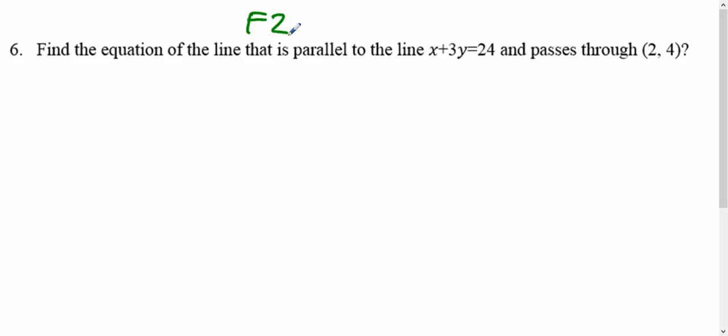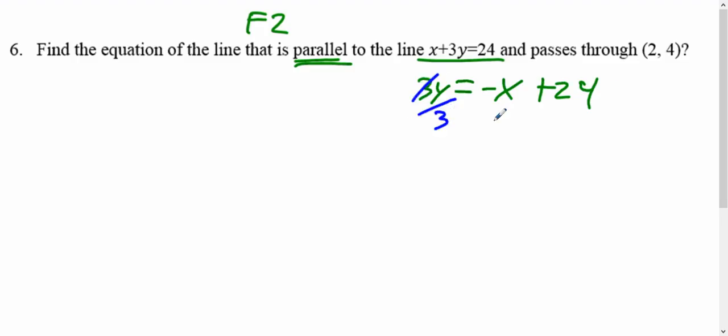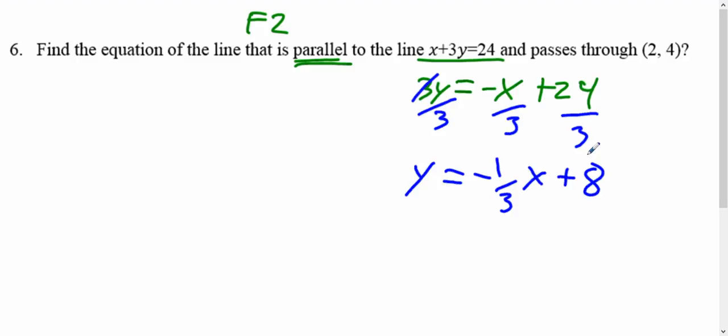From Framework 2. Find the equation of the line that's parallel to x plus 3y equals 24. So let's start with that. Parallel means we're going to keep the exact same slope. So let's find the slope by getting it to be y equals mx plus b. So subtract the x over, and then get the y by itself. So divide by 3. You get y equals negative 1/3 x plus 8.